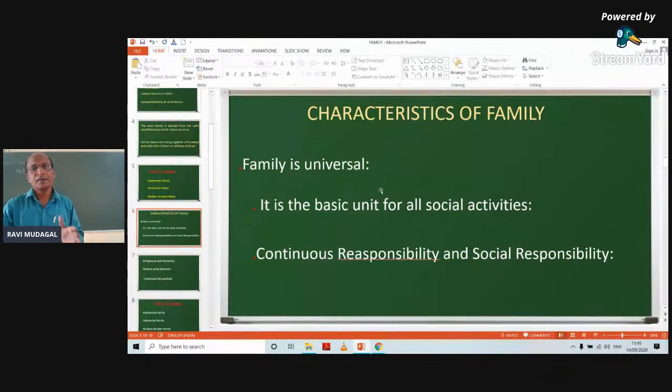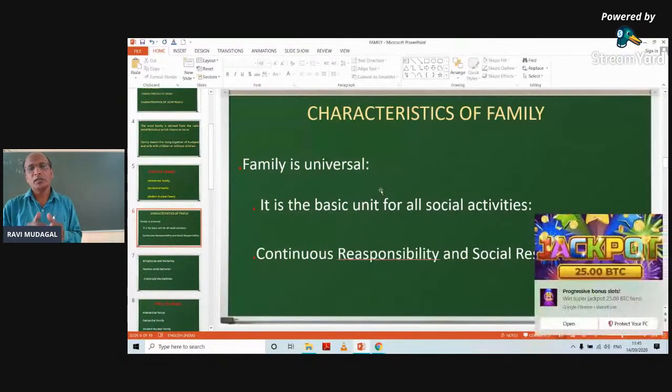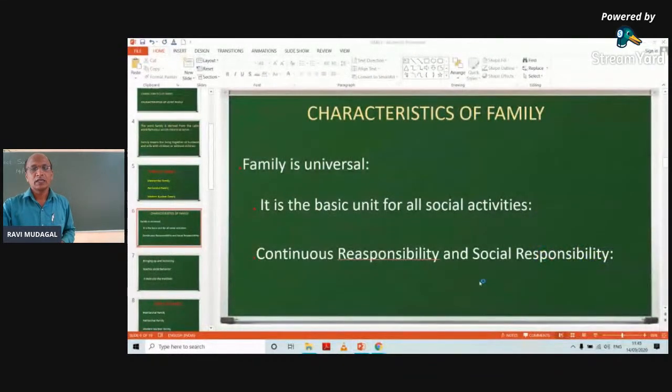The second characteristic of the family is that it is the basic unit of all social activities. Maybe economic activities, maybe political activities, maybe social activities. All activities come under family, right? And the third characteristic of family is continuous responsibility and social responsibility.